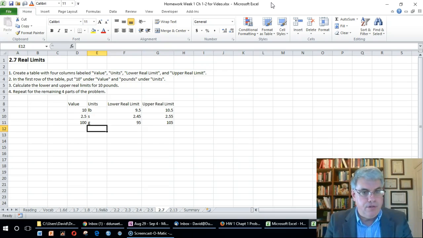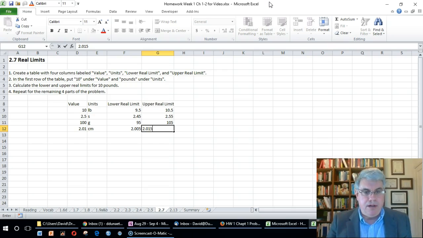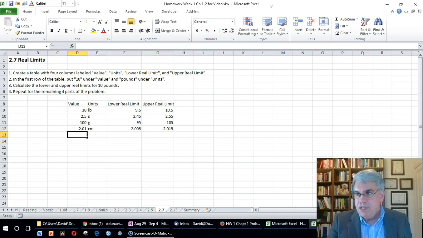Now the next one is 2.01 centimeters, cm. And so that would go from 2.005, because that would get rounded up to the next highest digit, and anything below 2.015 would be rounded down to 2.01. So we've got to be really careful with the decimal points, because we can measure to the nearest hundredth of a centimeter, so we have to look at what would be the thousandths of the centimeter on how things would be rounded.